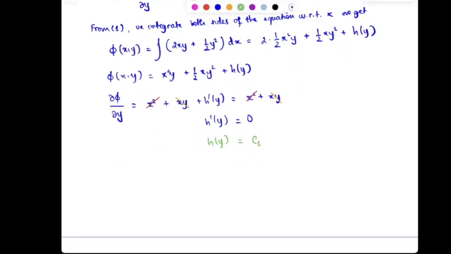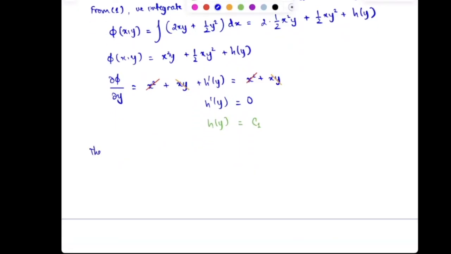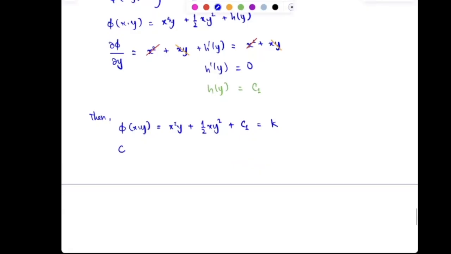Now the representation of phi of x comma y is equal to x squared y plus 1/2 xy squared plus c1, and you have to set this equal to a constant because you are looking for level curve solutions. And the general solution is x squared y plus 1/2 xy squared equal to a constant c. Again, c is an arbitrary constant, and it's the combination of c1 and the other constant.